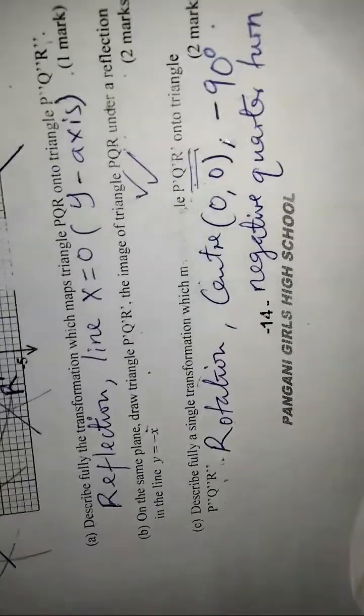So instead of saying that it is a rotation, center origin, an angle of negative 90, you can simply say that it is a rotation through a negative quarter turn, center O. When you connect Q to the center, then to Q prime, you measure the angle and you confirm it is the same. So we can move to the next question.